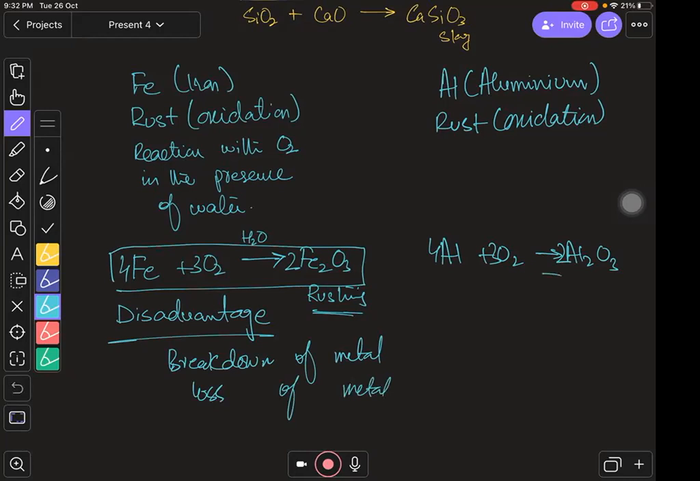But right now over here, it is not a loss. It is a strength of this metal. Right now, it is the advantage for us. It is the strength of aluminum metal. When there is a rusting of aluminum, okay, it just gets more strength.